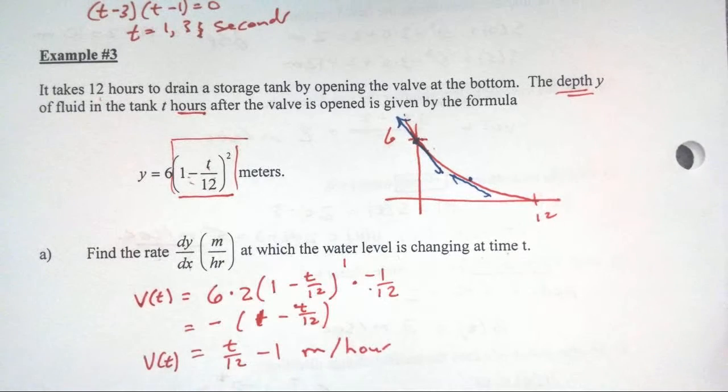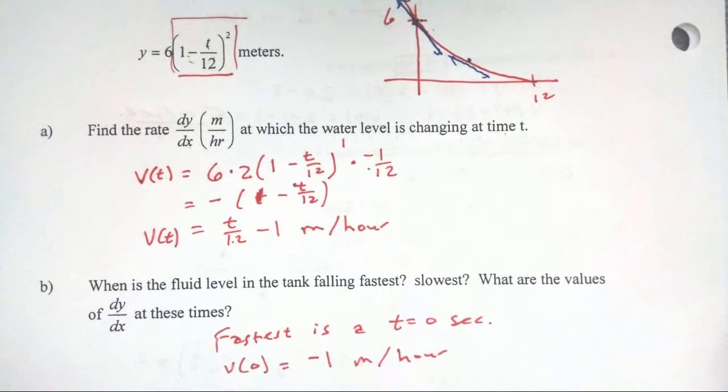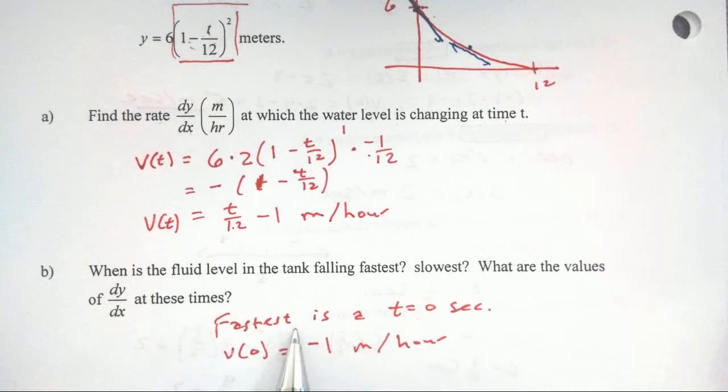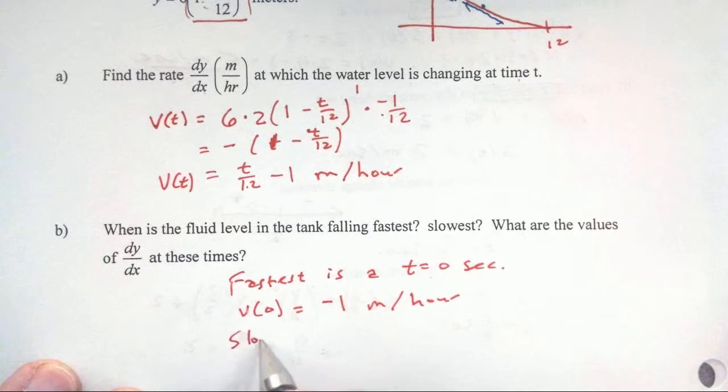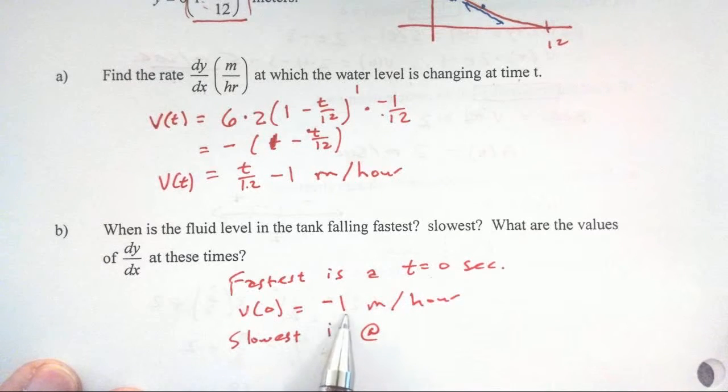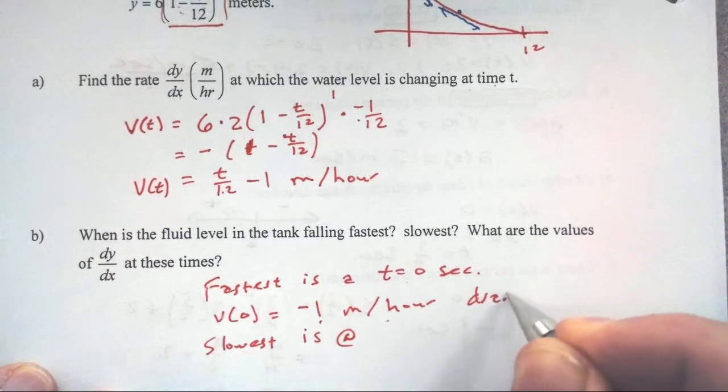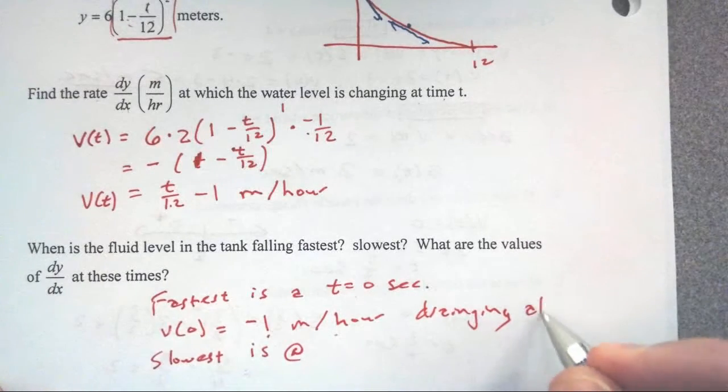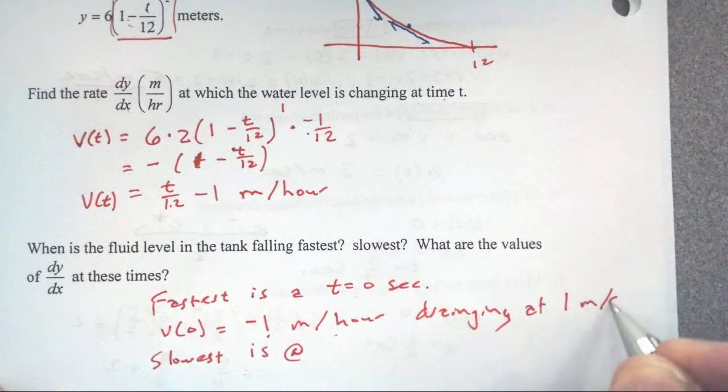And that rate, our velocity function at time 0, is negative 1 meters per hour. Whoops, I'm sorry, I didn't have that showing. Fastest is at t equals 0. And that you could even deal in speed. The speed is at a rate of 1 meter per hour, draining at 1 meter per hour.